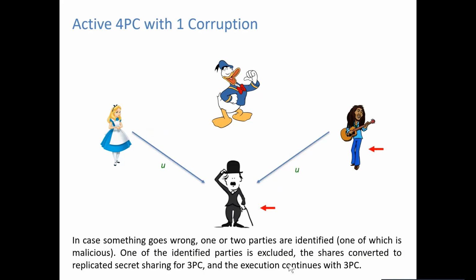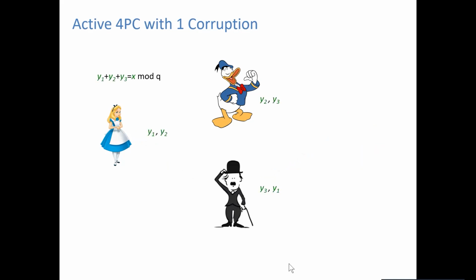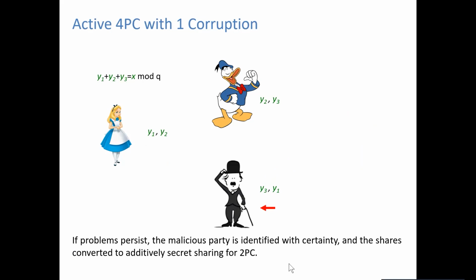Let's say that you excluded Bob. You don't know if Bob or Charlie is the malicious one. Exclude Bob, and you move to the replicated secret share with 3 parties only, and you continue the protocol execution by using the three-party protocol. And now, if some problem happens here, okay, you knew beforehand that either Bob or Charlie was the malicious one. So if some problem happens, still in this scenario with only 3 computing parties, then you are sure that Charlie is the malicious one. So what do you do?